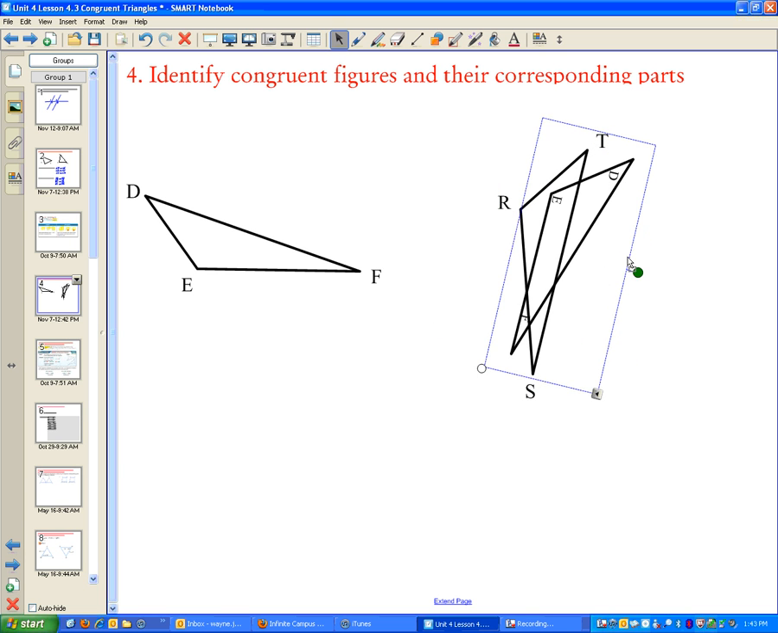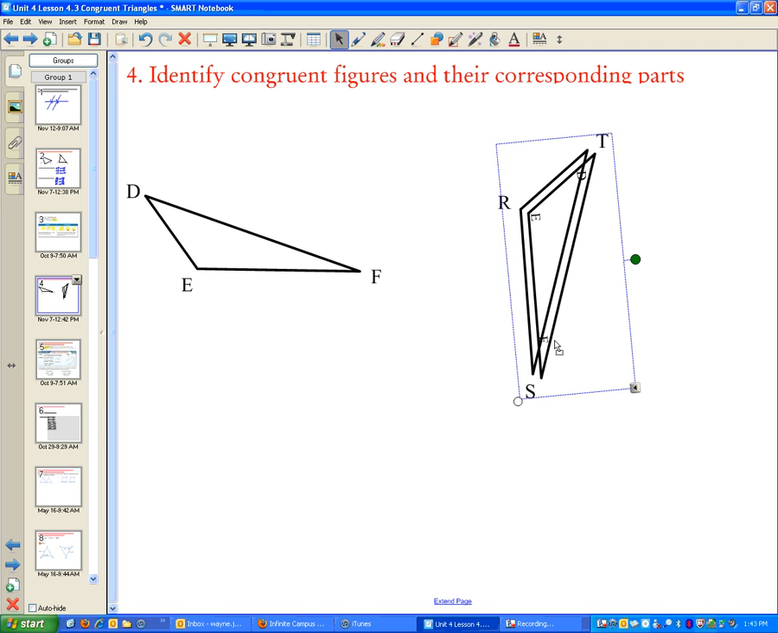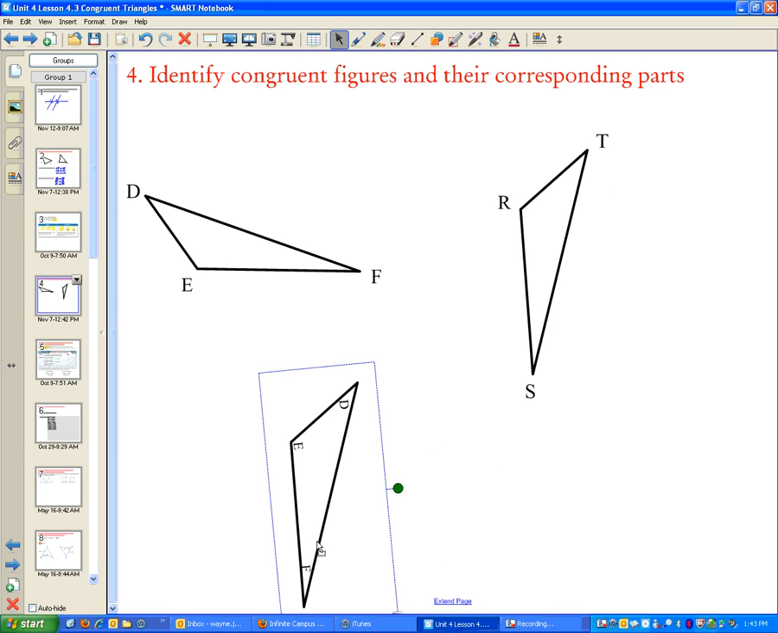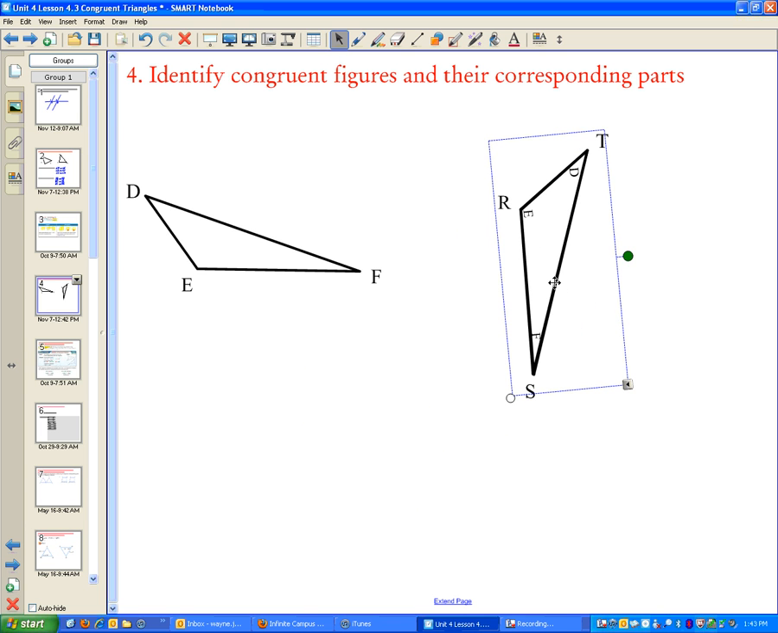Oh, come on. There we go. For you to see it. Because, see, at first, it's kind of hard to tell what corresponds to what, isn't it? So, I did this to make it a little easier on us.